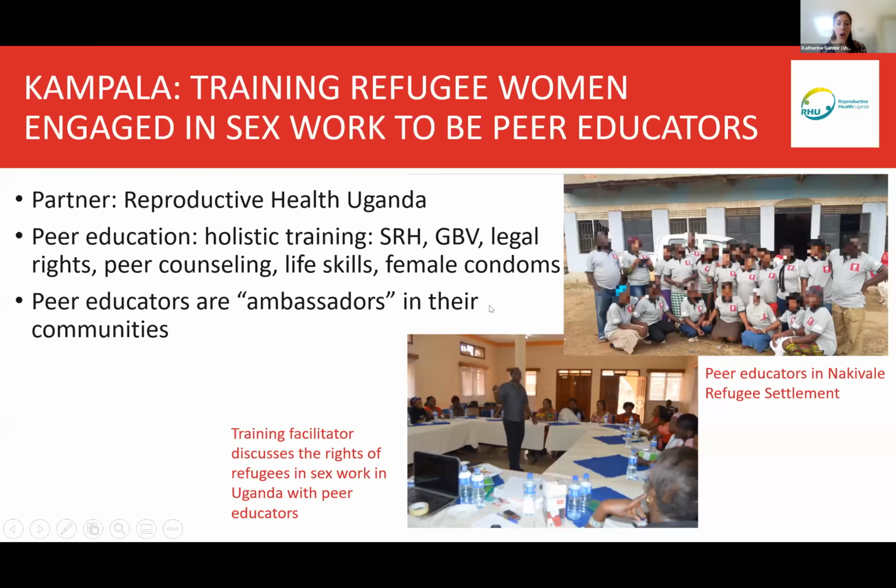Great. So in Kampala, we partnered with Reproductive Health Uganda. They're a national sexual and reproductive health service delivery organization based in Uganda, currently now an IPPF affiliate. And we worked with them to train refugee women engaged in sex work to be peer educators in both Kampala as well as in a nearby refugee settlement, Naka Valley.